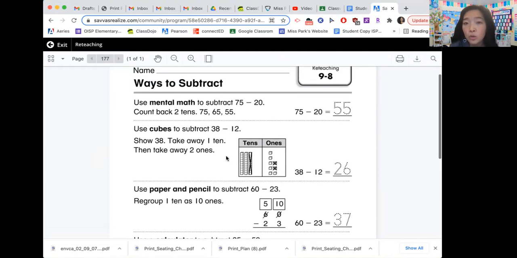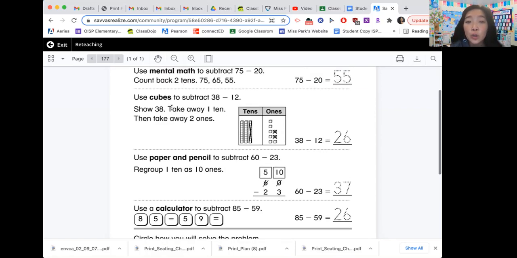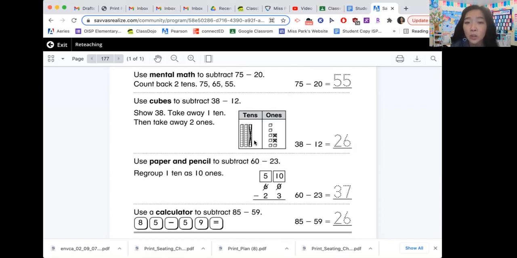Using mental math to subtract 75 minus 20. Count back two tens. Okay, well, I know 75, two tens would be 65, 55. So that's why your answer is 55. Use cubes to subtract 38 minus 12. Okay, well, I'm going to do three tens and then eight ones. I'll take away two tens. I'll take away two ones. I'll take away 1 ten. So I have two tens left over, so 20, and then I have six ones. So that's why we have 26.